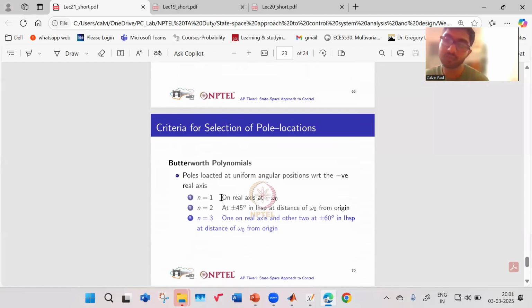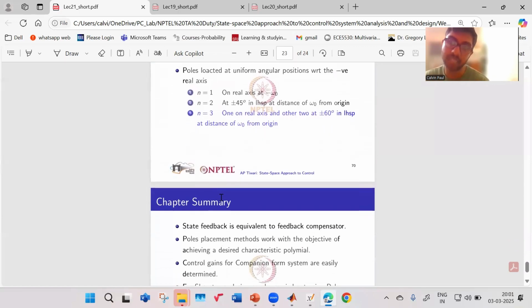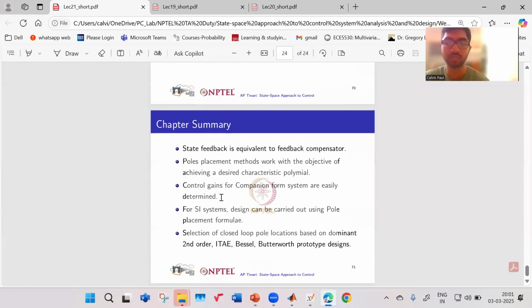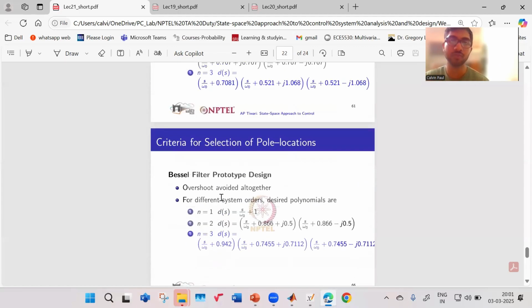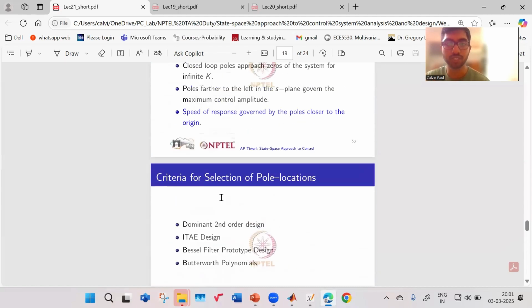But if you go for a higher number of poles, then this can be a bit tricky. Some poles could lie very, very close to the origin. And when the poles lie very close to the imaginary axis of the S-plane, we see that it is at the verge of instability. So we have to be very, very careful when we select our closed loop pole location.